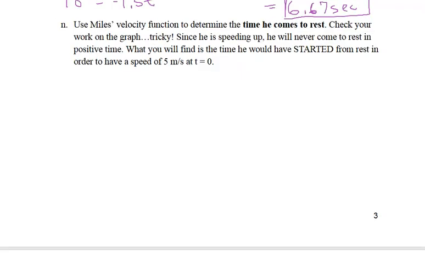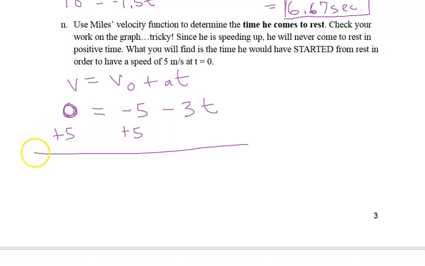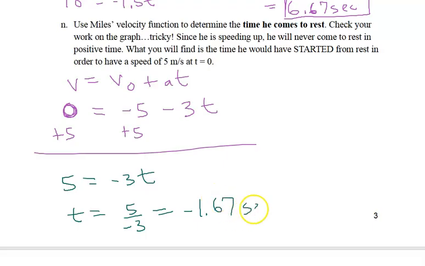Okay, and then we're going to find the velocity function of the time he comes to rest. So watch what happens. Here's the general velocity function. Coming to rest means the output of your function is 0. He was going backwards at 5, and he was gaining speed at a rate of 6 meters per second squared, and then we divide by 2. Let's watch our math. We're going to add 5 to both sides. And so t equals 5 over minus 3 equals minus 1.67 seconds.